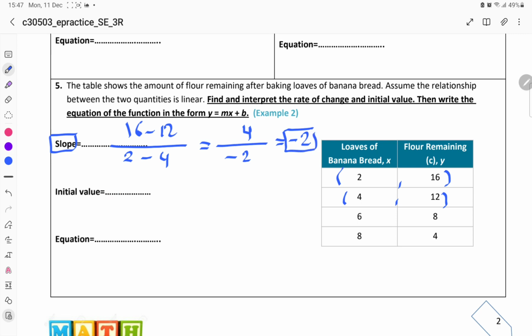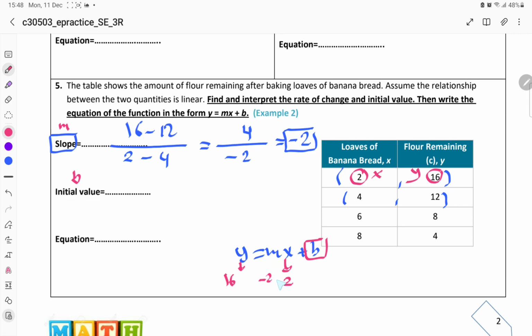What is the initial value? I should use my equation, y equals mx plus b. I'm asking for the initial value, which is b, correct? We should substitute in this equation. Take care here, step by step. I have a point, which is (2, 16). The 2 is x, and the 16 is y. So in my equation, you substitute x is 2 and y is 16. And m is negative 2.